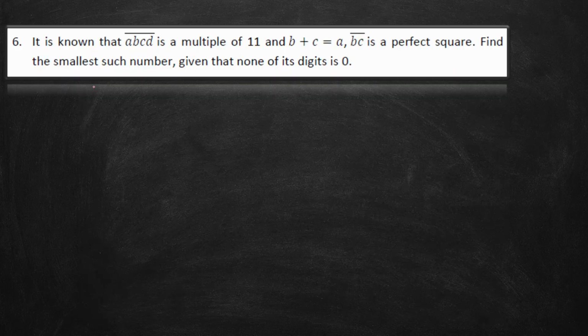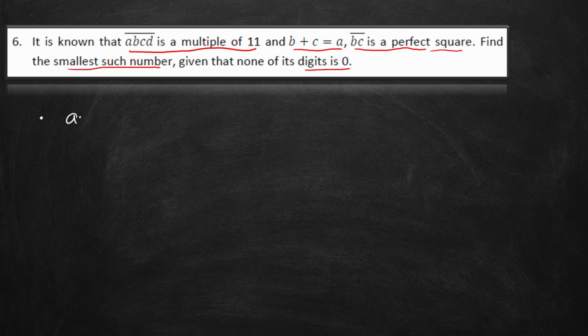Now for number 6, it is known that ABCD is a multiple of 11. This is the first piece of information. The second one is that B plus C equals A. The third one is that BC is a perfect square. And then find the smallest number, given that none of its digits is 0.